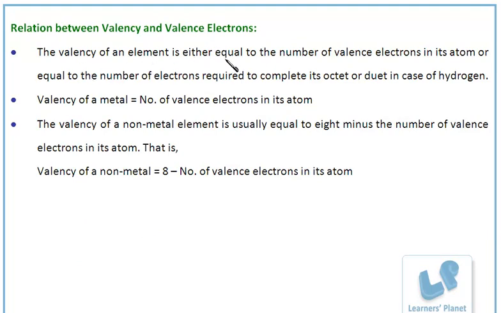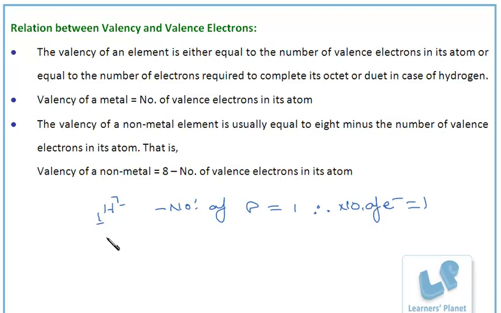Now this is the relation between valency and valence electrons. The valency of an element is either equal to the number of valence electrons in its atom, valence electrons meaning the number of electrons in the outermost shell of an atom, or equal to the number of electrons required to complete its octet, or duet in case of hydrogen. Say hydrogen, atomic number 1, atomic mass 1. The number of protons in hydrogen is equal to 1. Therefore, the number of electrons in hydrogen will also be equal to 1.